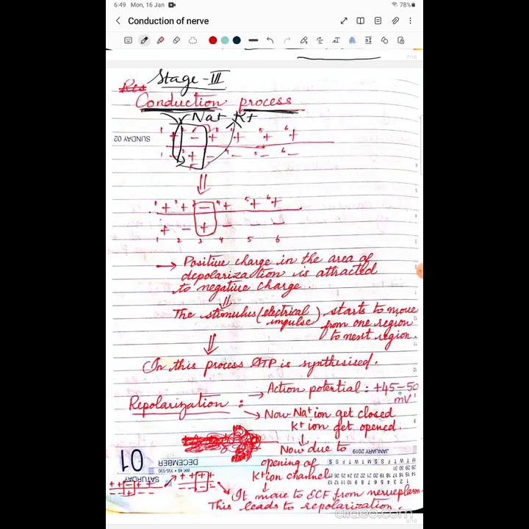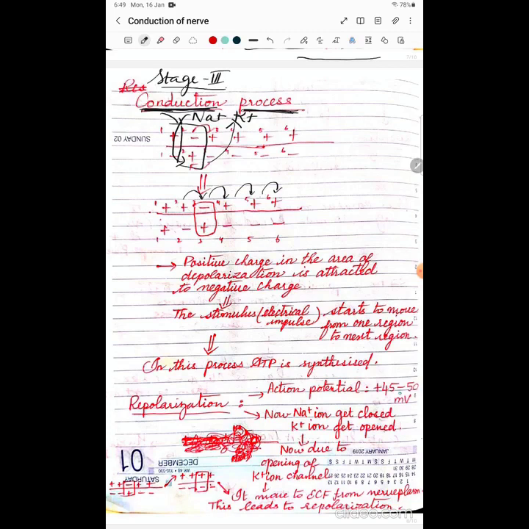Now this nerve impulse has to get transmitted, it has to get conducted from one region to the next region. From the second region, this nerve impulse has to get transmitted to the third, then to the fourth, and likewise to the fifth, sixth, and then to the next neuron. This is what is meant by the conduction process of the nerve impulse. Now how is that going to take place here?